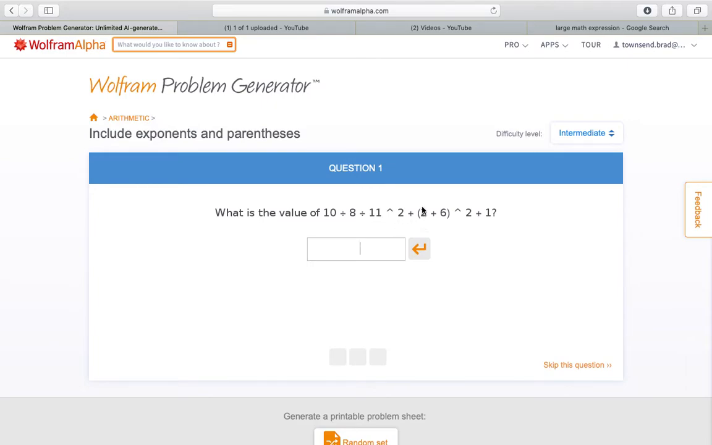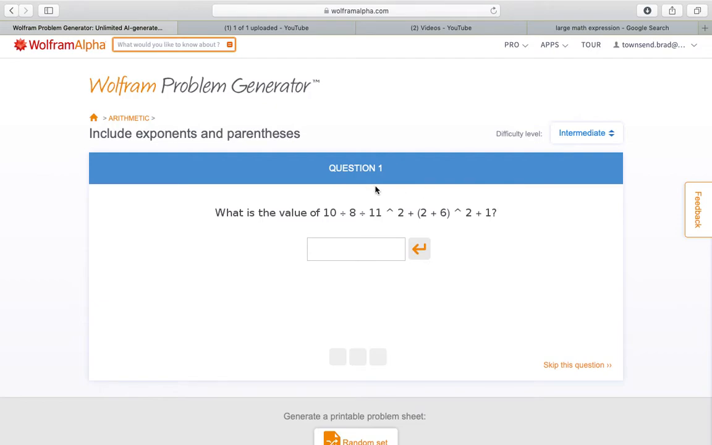Plus, then we have parentheses, and that's pivotal here: 2 plus 6. And then this whole parentheses with 2 plus 6, I'm going to call it the hat symbol here, and that means that it is to the power of 2, plus 1.